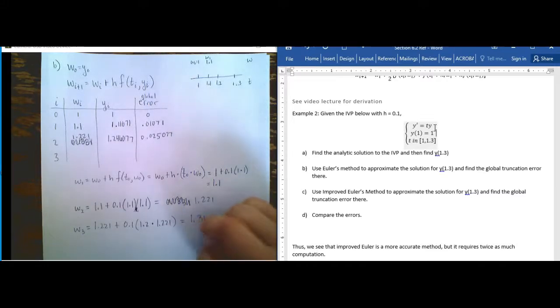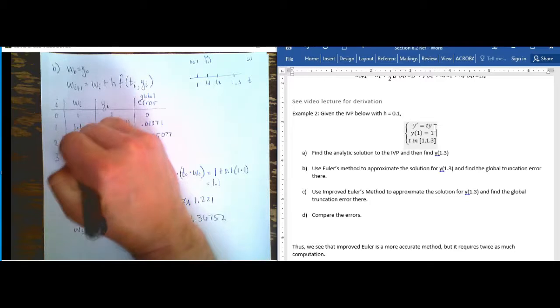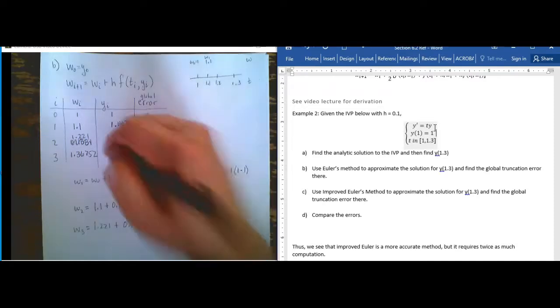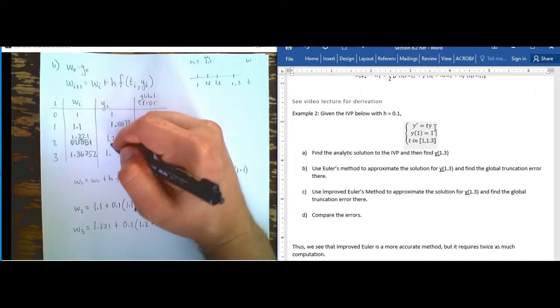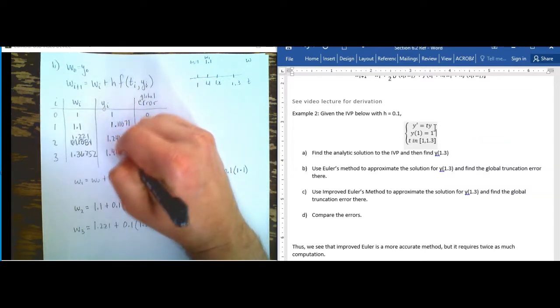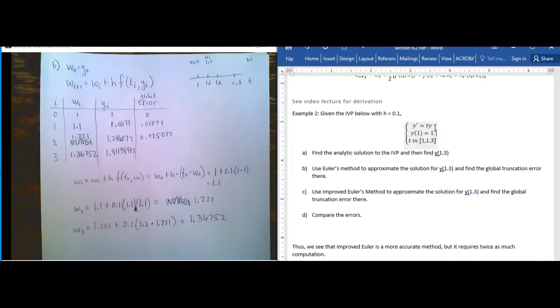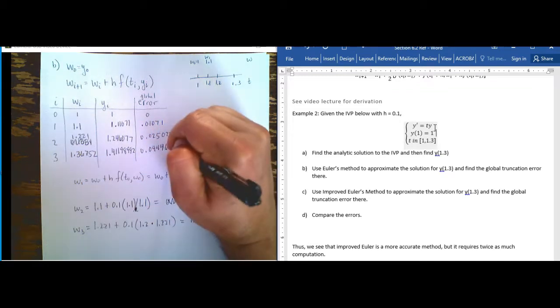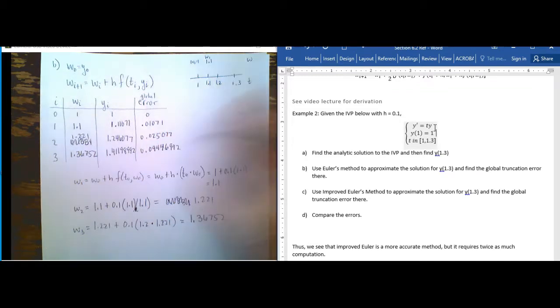Getting 1.36752. Okay. Now, if we check the exact solution, we found the exact solution at 1.3, which was 1.4119892. So our error is 0.04446992 approximately. Okay.